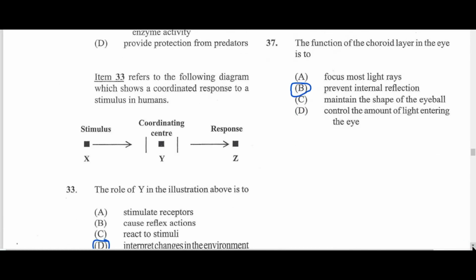Item 33 refers to the following diagram, which shows a coordinated response to a stimulus in a human. So the stimulus is at X, the coordinating center is at Y, and the response is at Z. The role of Y in the illustration above is to interpret changes in the environment. So I chose D for my answer.